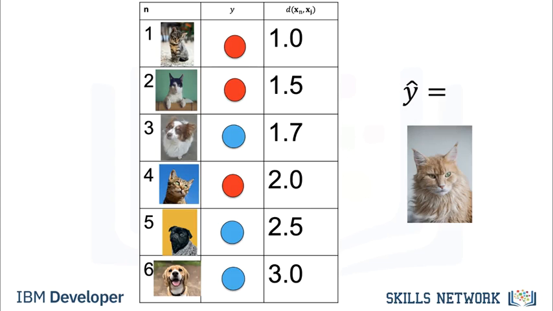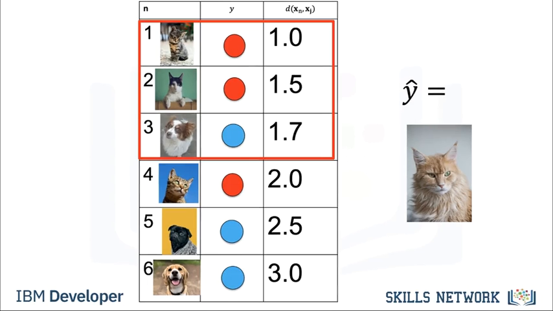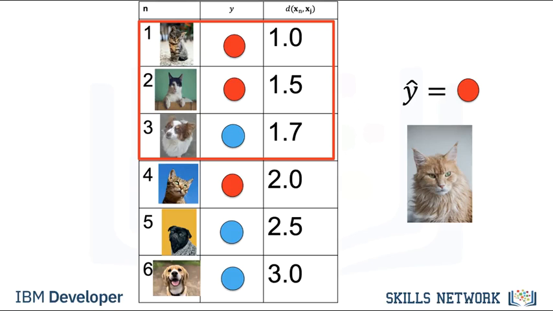Let's do an example where K equals 3. As before, we calculate the distance. We select the K nearest samples. As there are more red samples, the new label is assigned to the red class.